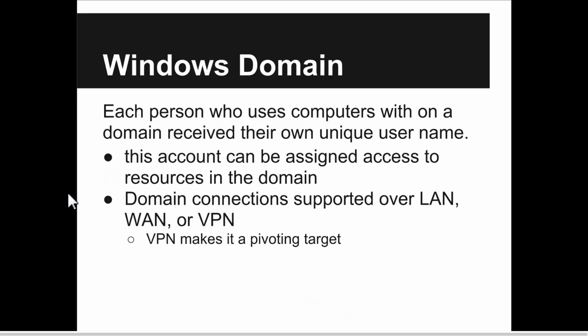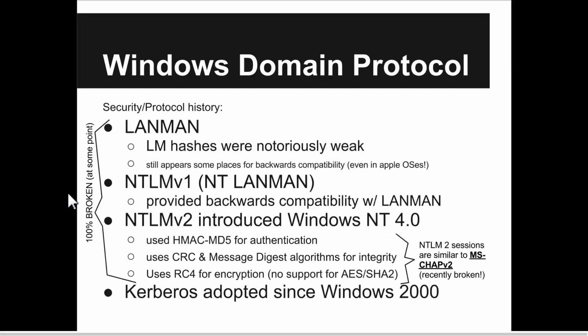And the stuff at the bottom is just old stuff. So, domain connections can be supported over LAN, WAN, or VPN between networks. That makes it a pivoting target. So, here's the history for the security protocols for Active Directory and what happened prior to it.